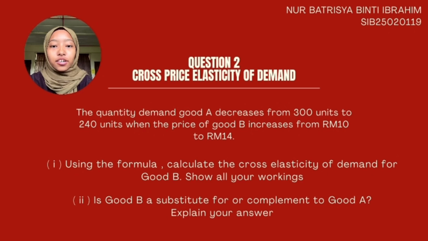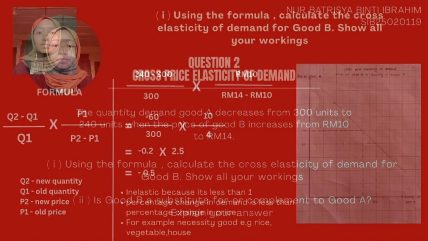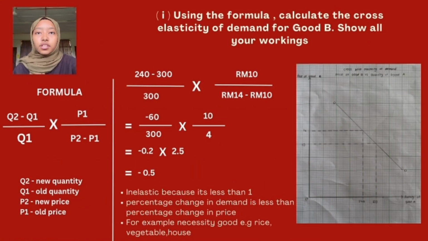I'm going to answer question number 2, which is about cross-price elasticity of demand. The question is, the quantity demanded of good A decreases from 300 units to 240 units when the price of good B increased from 10 ringgit to 14 ringgit. Using the formula, calculate the cross elasticity of demand for good B. Show all your workings. Question number 2: is good B a substitute for or complement to good A? Explain your answer.